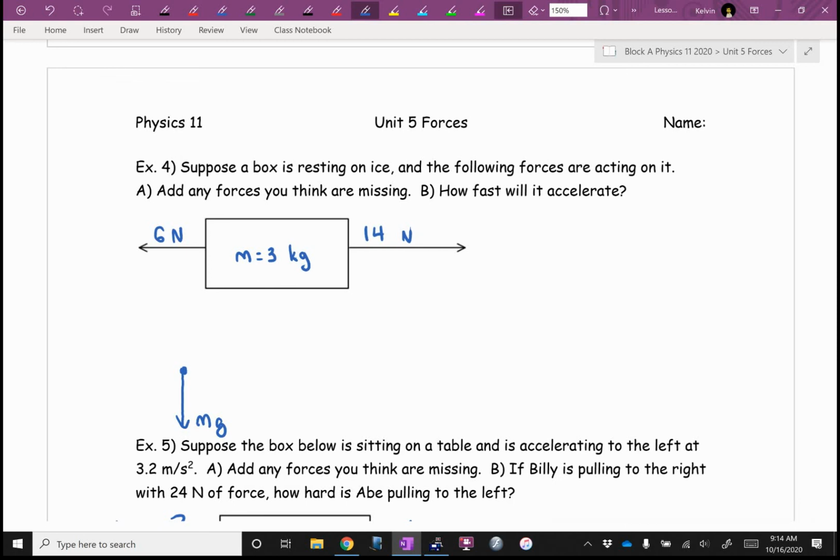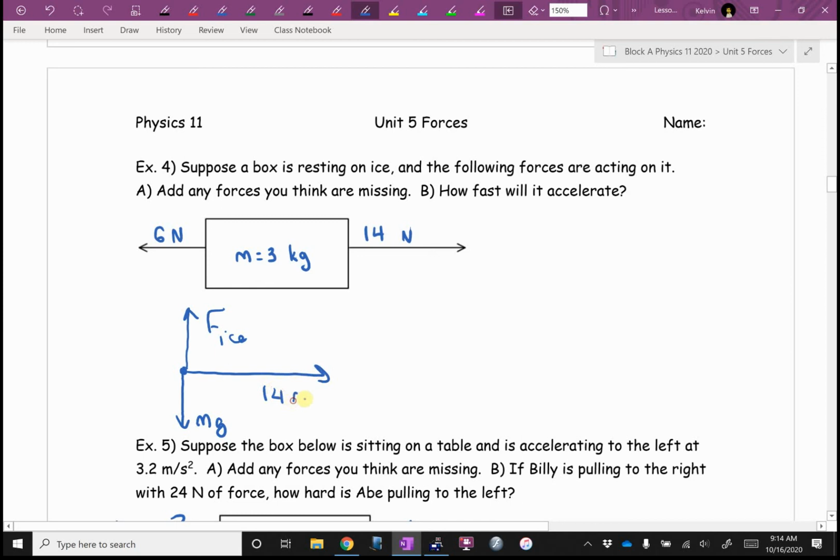Is this box sinking into the ice like quicksand? Is it flying like Superman? So I know there has to be an arrow pointing up the same size. I'll call that F ice. The ice must be pushing up on it. And those cancel out, and because they cancel out, I can ignore them. Yay. What else? Well, the other two forces are from the picture.